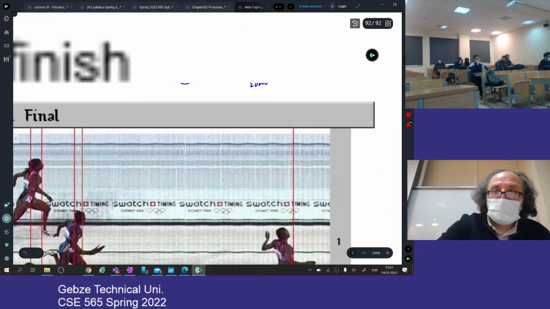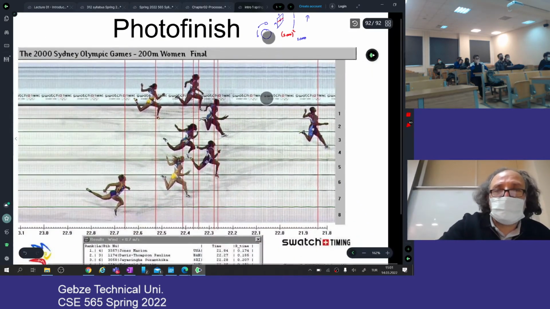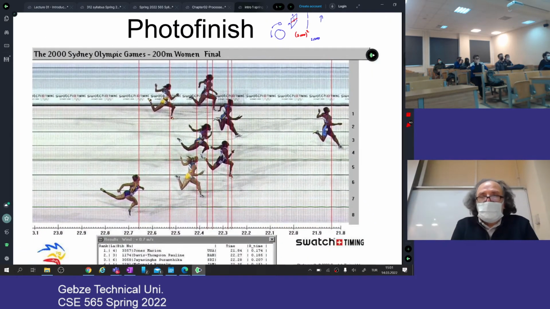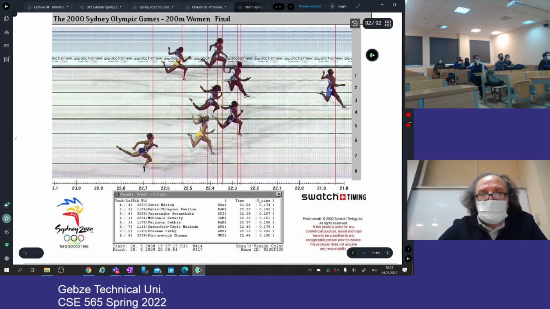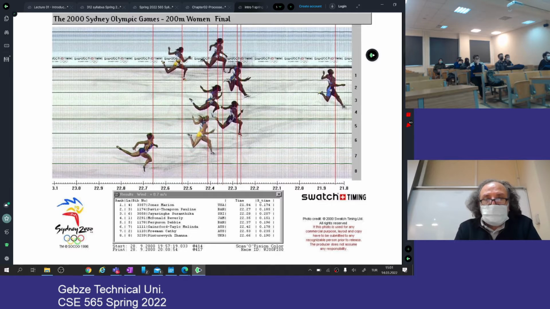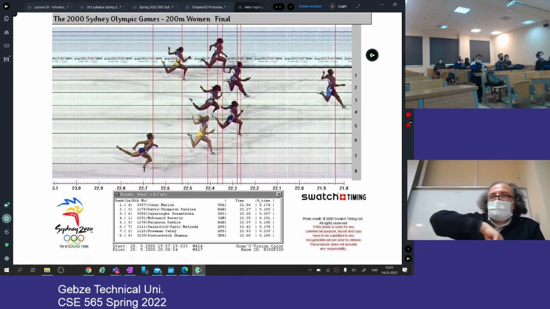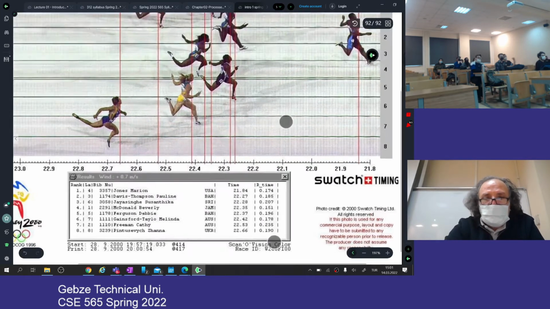And the other thing is the photo finish. Just look at this image and try to understand what's happening. Okay. So it looks like this person is the first one. I think in these kinds of races, it is the chest line, right? I mean, the chest crosses the line. So this person is the first one.